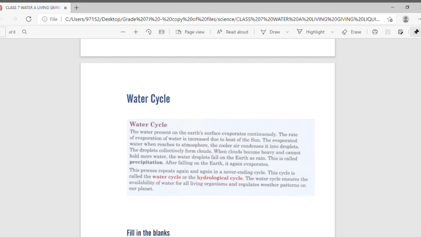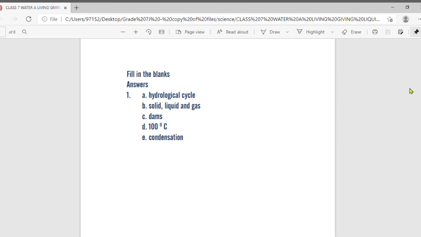The water cycle ensures availability of water for all living organisms and regulates weather pattern on our planet. So the water from pond, lake gets evaporated and they form cloud, and when the cloud becomes heavy, they come down as precipitation, rainfall, and some water gets absorbed into ground, that is percolation. The rest again gets evaporated and the cycle. This is called water cycle.